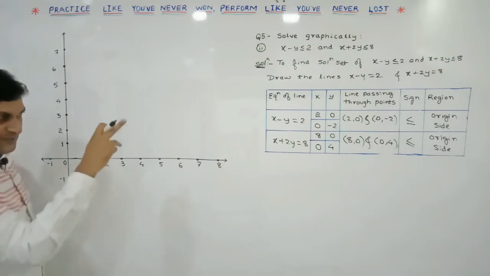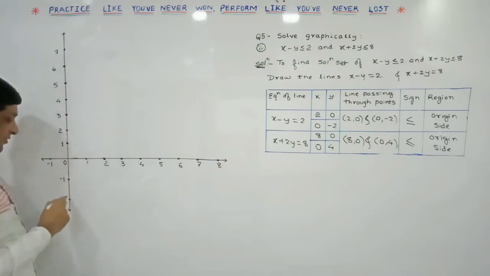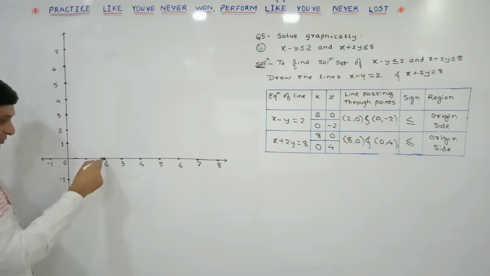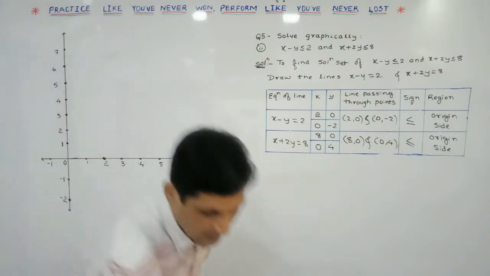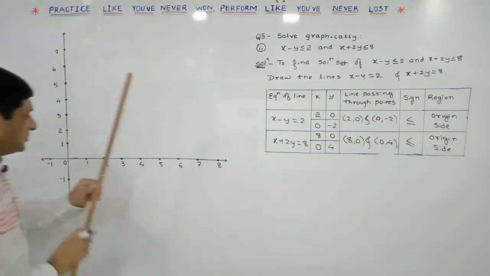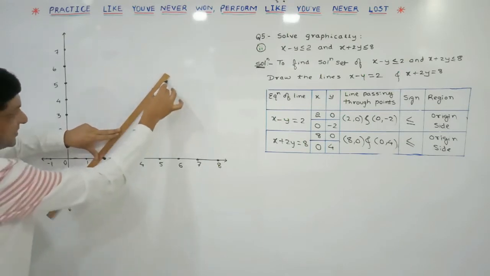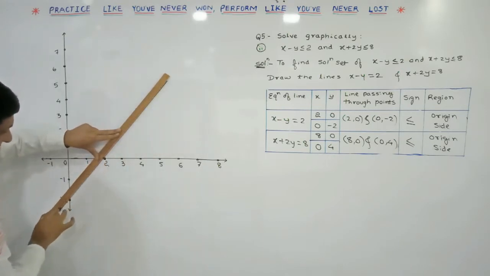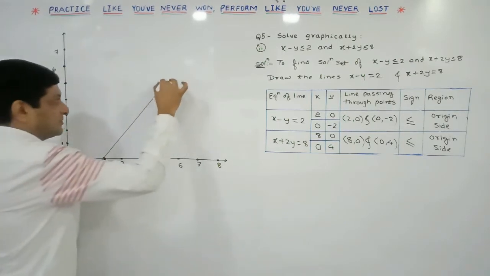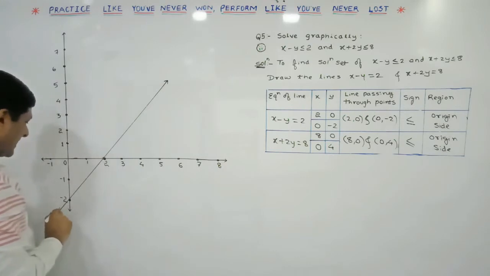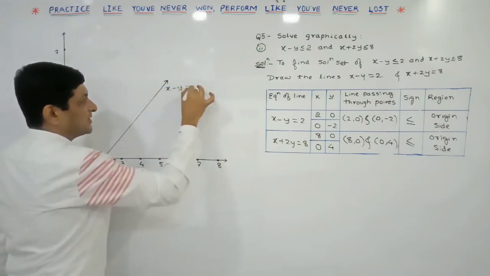Once all the coordinates on the line are known to us, try to construct the line. Observe the first line. The first line passes through the points (2, 0) and (0, -2). So once the positions of 2 points on the line are known to us, draw a line passing through these 2 points, (2, 0) and (0, -2). Here, what is the equation of the line? The equation of the line is x minus y is equal to 2.